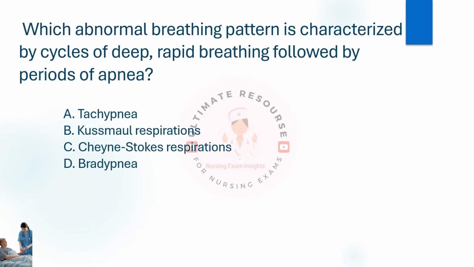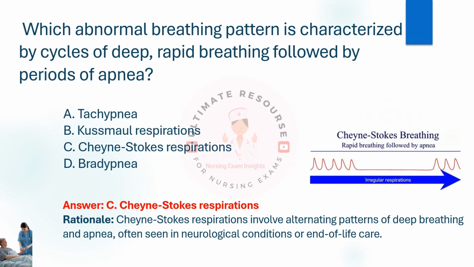Which abnormal breathing pattern is characterized by cycles of deep, rapid breathing followed by periods of apnea? Options are A, tachypnea, B, Kussmaul's respiration, C, Cheyne-Stokes respirations, D, bradypnea. Answer is C, Cheyne-Stokes respiration. Cheyne-Stokes respiration involves an alternating pattern of deep breathing and apnea, often seen in neurological conditions or end-of-life care.